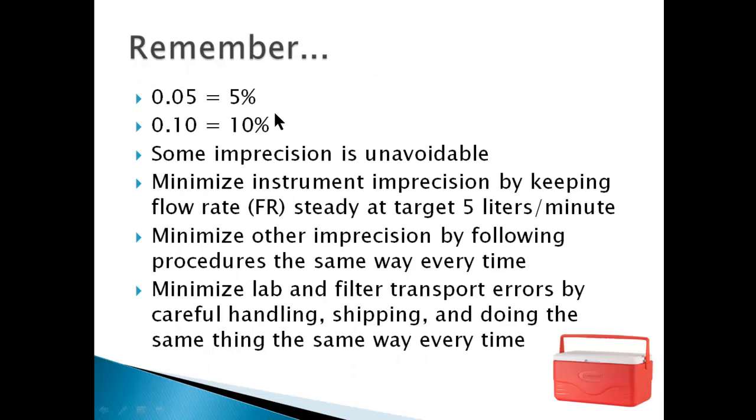So, just to remember, 0.05 is 5%, 0.10 is 10%. Some precision error is unavoidable, but you minimize instrument imprecision by keeping the flow rate steady at whatever the target is. You minimize other imprecision by following the procedures the same way every time, and let's hope the lab does that also. And you minimize anything that could happen during transport by carefully handling your filters and doing the same thing the same way every time.